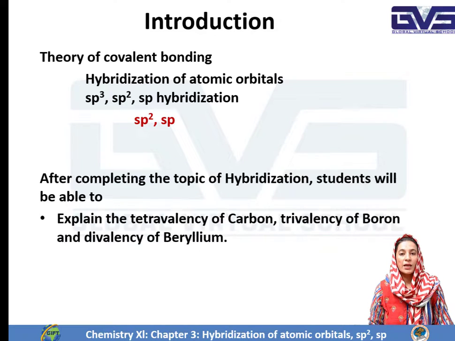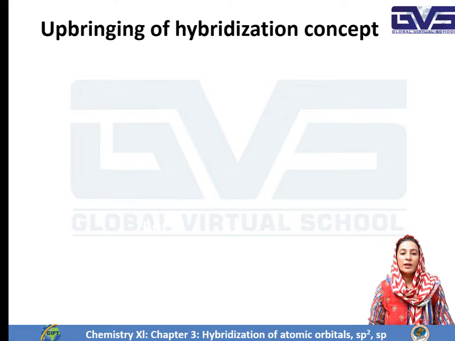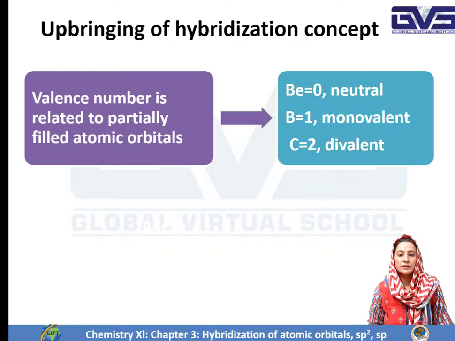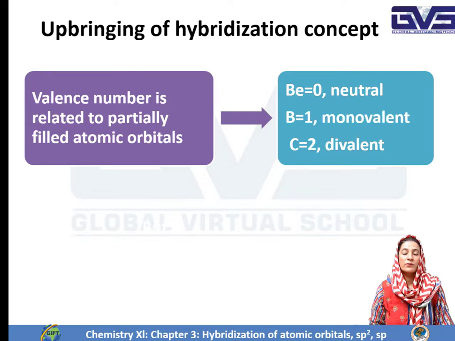and sp, and after completing the hybridization topic including sp3, sp2 and sp, you will be able to understand the tetravalency of carbon, trivalency of boron and divalency of beryllium. In our previous lesson we have discussed the tetravalency of carbon, and I also told you how this concept was brought for the explanation of some of the atoms that vary their valency.